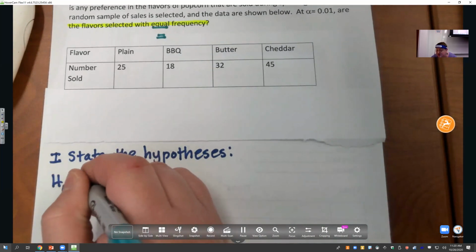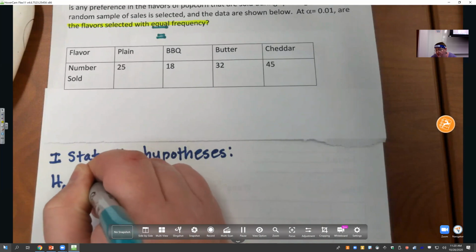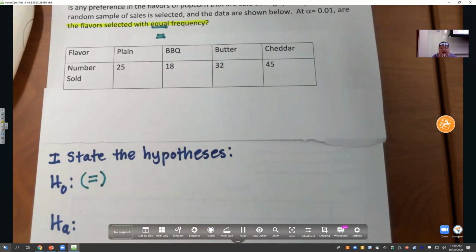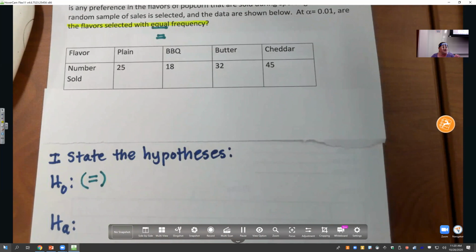It's the null, because remember, we talked about last week that the null hypothesis must always contain equal in some form. And for chi-square goodness of fit, it's going to be equal and not equal every time. You don't have to worry about the less than, the greater than or equal, less than or equal. It's either going to be equal or not. It's going to be the same or not.